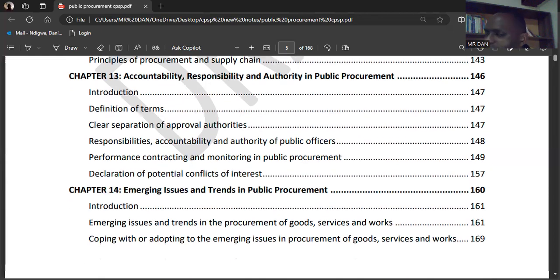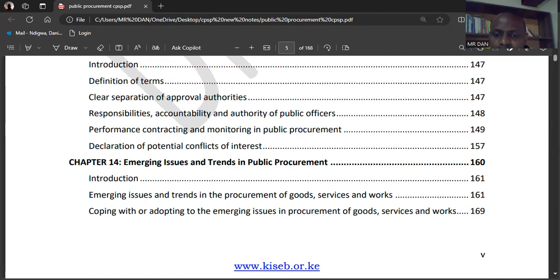Chapter 14 is about emerging issues and trends in public procurement. And here we are going to look at issues like technology. What has technology done in public procurement? We're going to look at issues of contracts. How can you review contracts and things like that, so that at the end of the day, you become competitive. Remember, the market is very competitive. And if you don't fix it today, it means that tomorrow is going to be very, very critical.